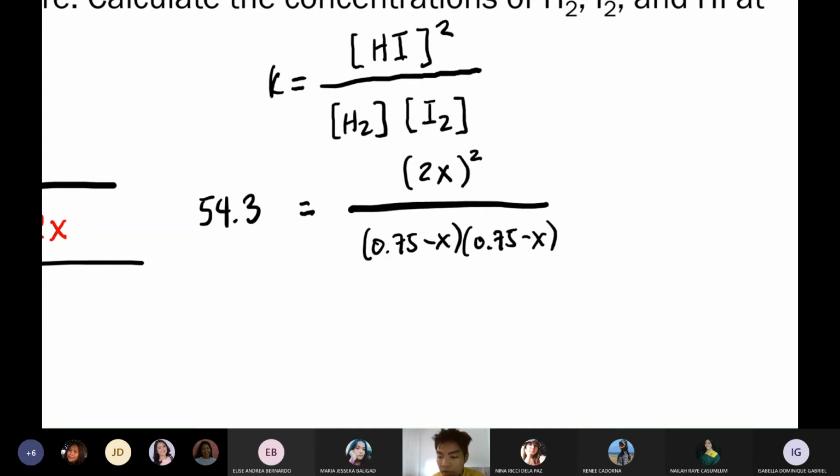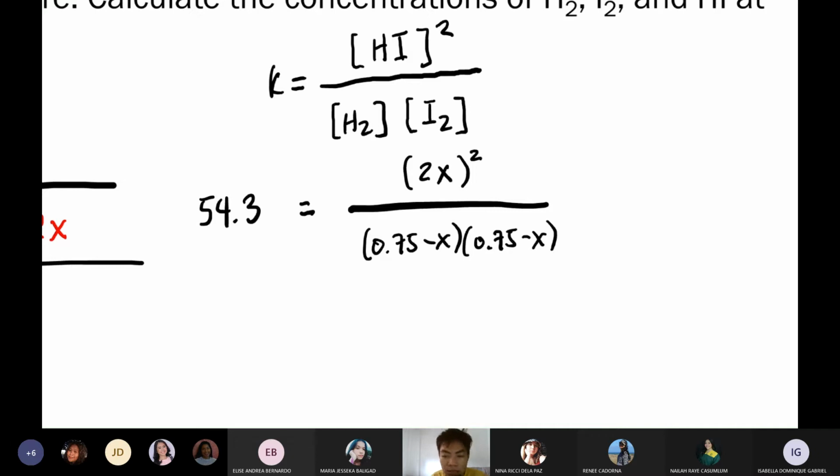Okay, so plug in mo lang. You have 0.75 minus x, dalawang beses yon sa denominator. You have your 2x quantity raised to 2, and that is equal to 54.3. Now we solve for the value of x. So ito, algebra na to. Wala na uli chemistry dito. So anong gagawin natin sa nasa baba?